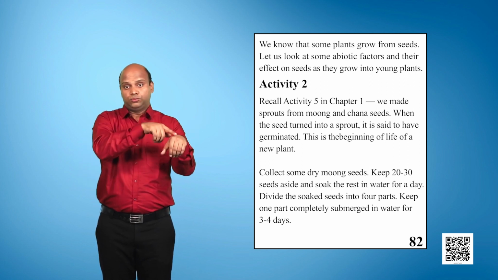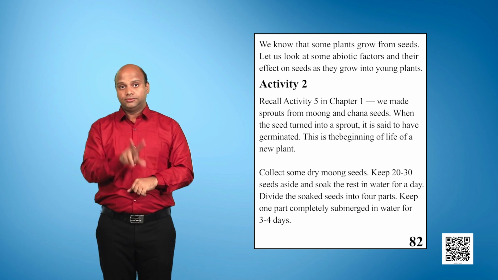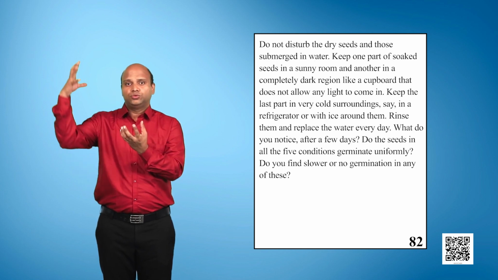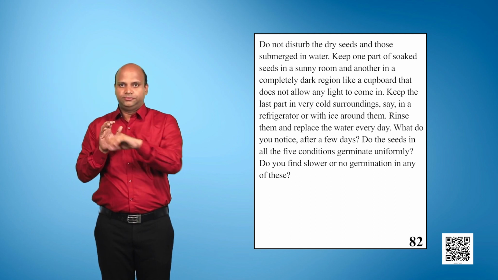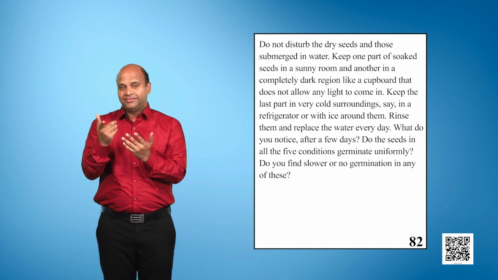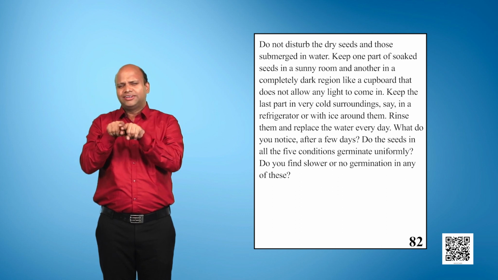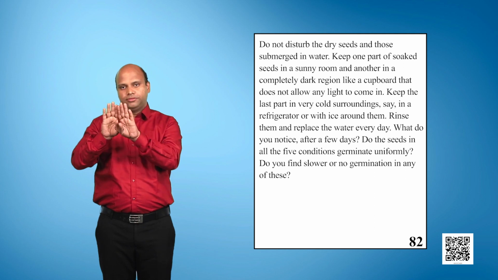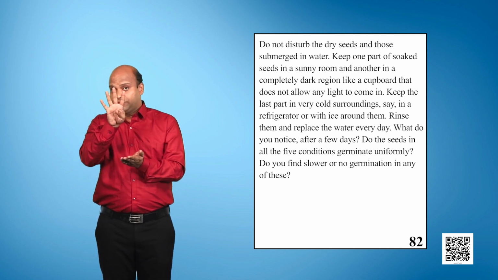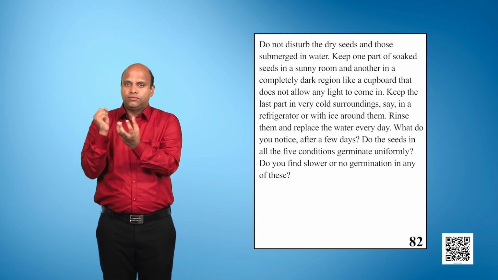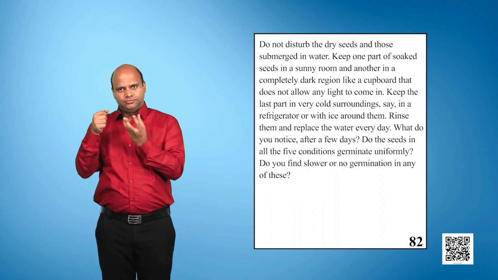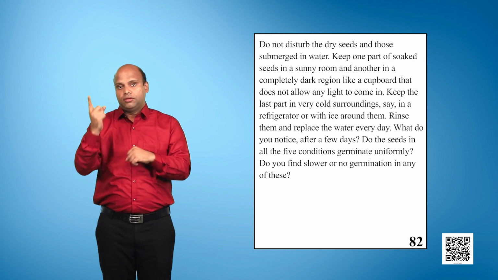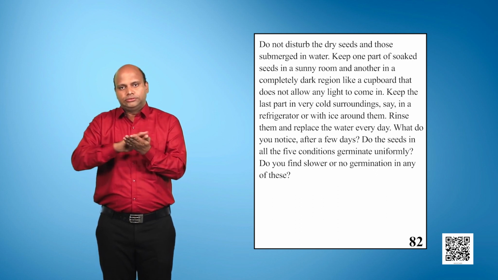Keep one part completely submerged in water for 3 to 4 days. Do not disturb the dry seeds and those submerged in water. Keep one part of soaked seeds in a sunny room and another in a completely dark region like a cupboard that does not allow any light to come in. Keep the last part in very cold surroundings, say in a refrigerator or with ice around them. Rinse them and replace the water every day.